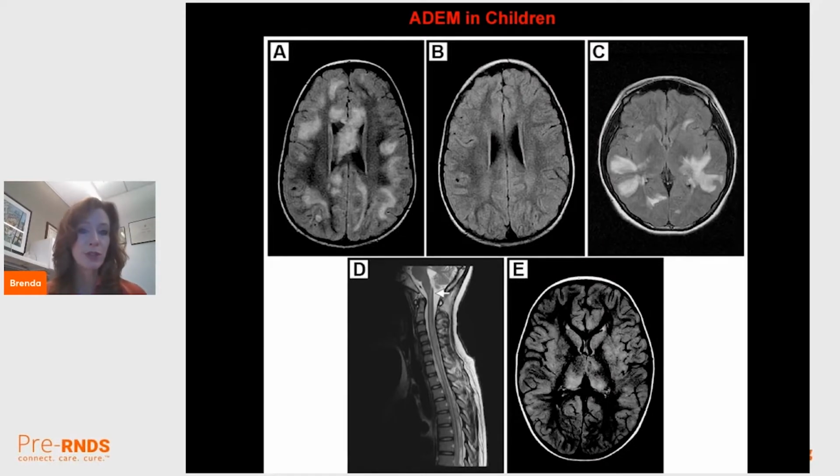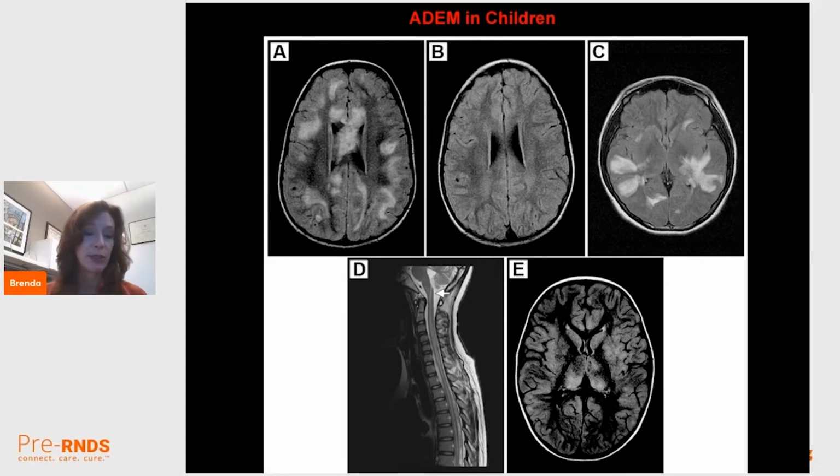So here are some pictures of children that I've looked after who have ADEM. You can see on panel A that this patient, an 8-year-old girl, was fine in the morning. Over the course of the day, she developed headache, sleepiness, went to bed that night having been very clearly lethargic and not herself. And the following morning, her mother was unable to waken her. She was in a profound coma.